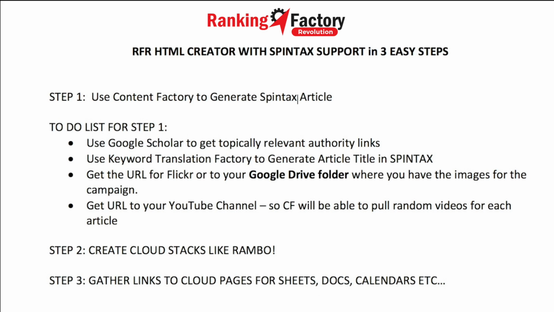We're going to have the URL to our Flickr or preferably our Google Drive folder where we've got our optimized images that we're going to use in this campaign. And we're also going to have the YouTube URL so that Content Factory is going to be able to pull random videos from our YouTube channel each time it generates an article.